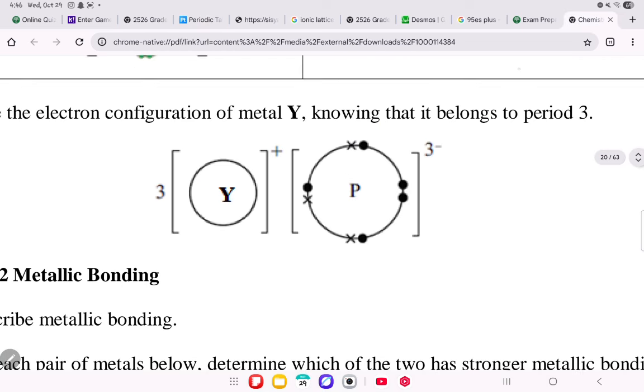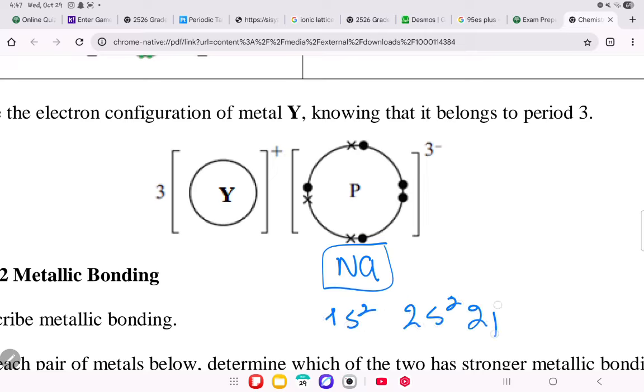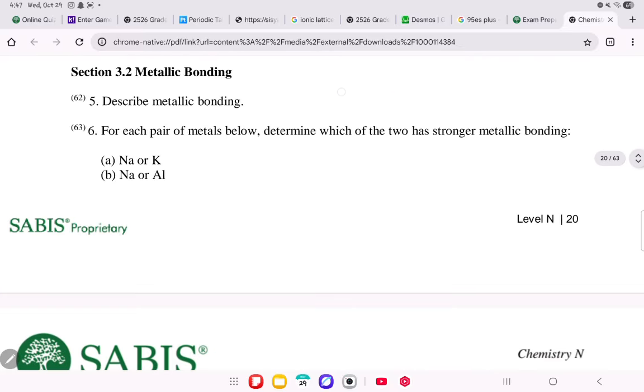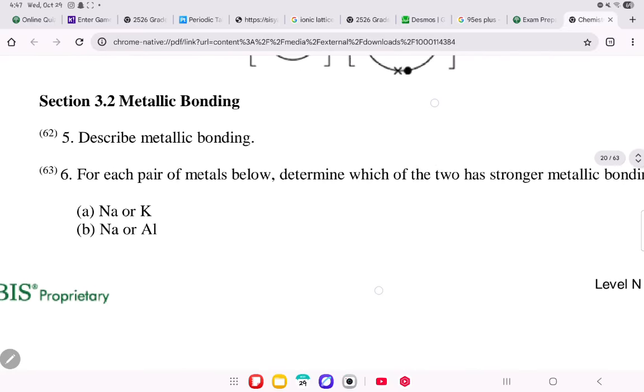So very simply, we can state that it is sodium. And how do we get the electronic configuration of sodium? It's going to be 1s2, 2s2, 2p6, and 3s1. So that's it for 3.1. We move on to 3.2, which is only 2 questions.